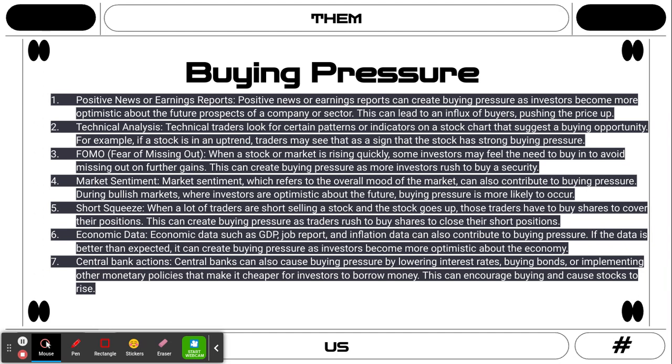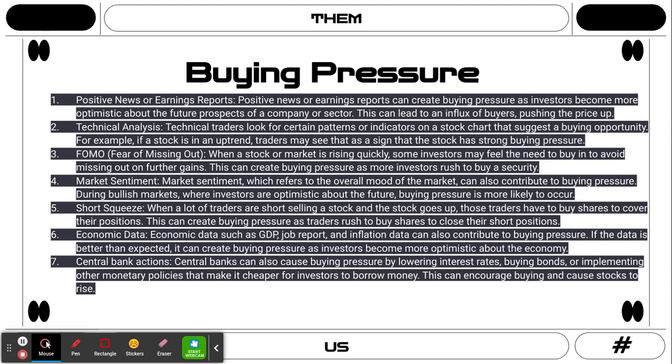Market sentiment. Market sentiment, which refers to the overall mood of the market, can also contribute to buying pressure. During bullish markets where investors are optimistic about the future, buying pressure is more likely to occur. Short squeeze. This can create buying pressure as traders rush to buy shares to close their short positions.